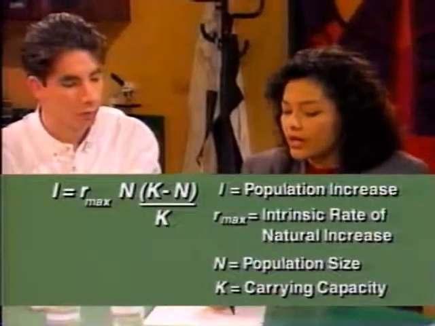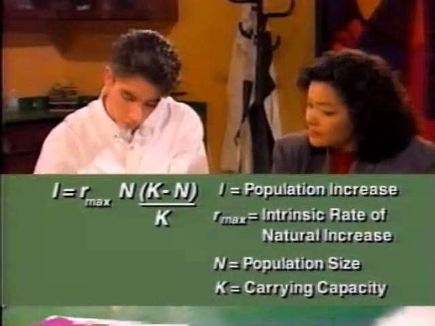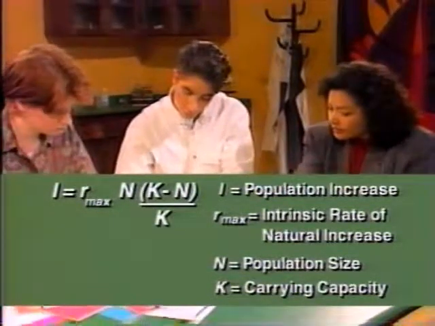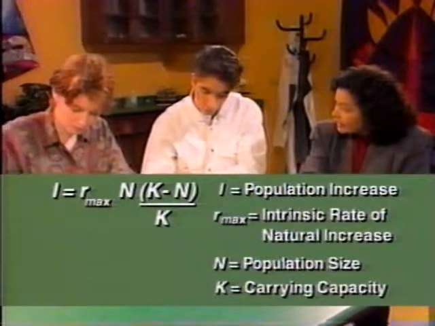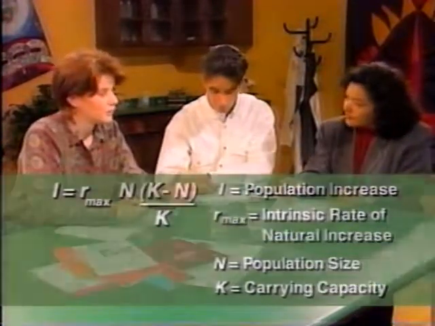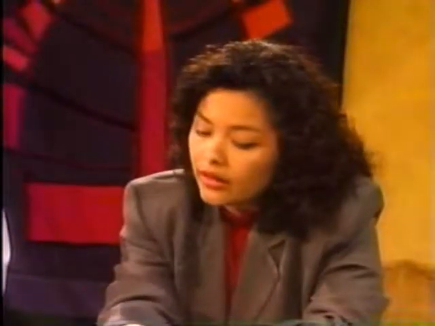They use I equals R times N times (K minus N) divided by K. Let's analyze this formula. So I is population increase. What's the R? Well, the R stands for intrinsic rate of natural increase. It represents the difference between birth rates and death rates. And you know what the N stands for, right? N is population size. And I remember that K stands for carrying capacity of the environment.